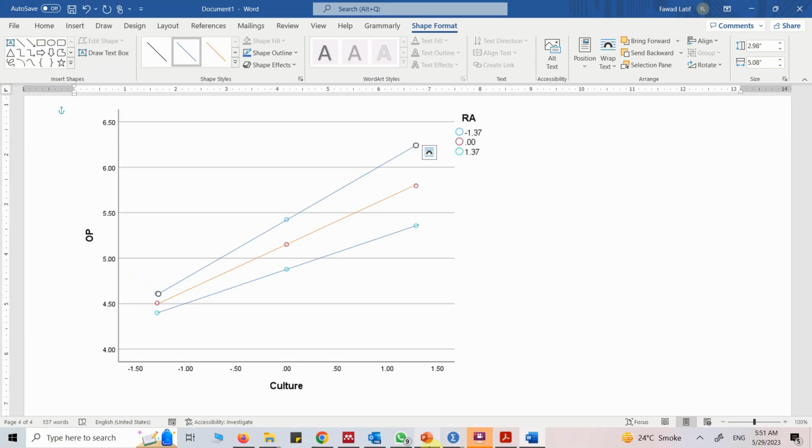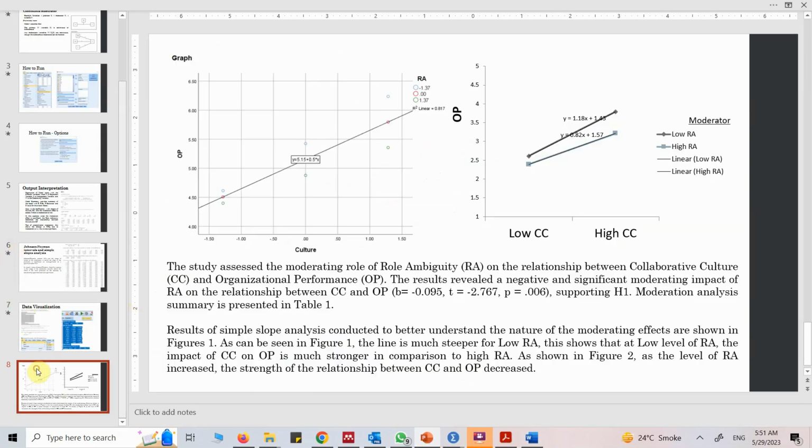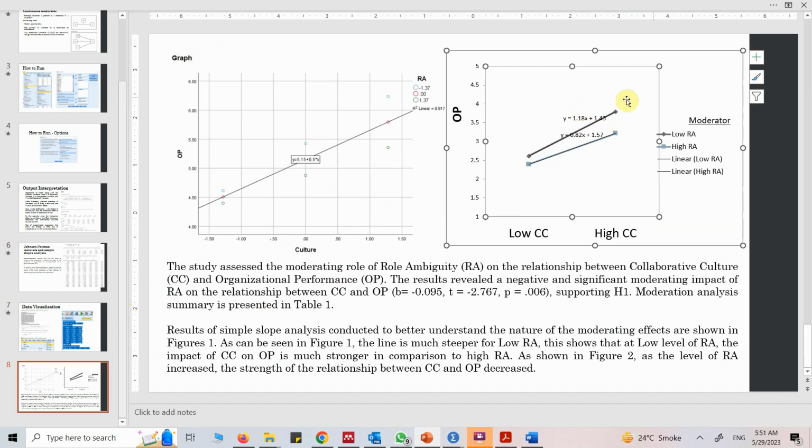So how do you put it in writing? Here it is. Let's have a look. Now I've done another graph. This is from another Excel sheet. Here you can look and see this. The low role ambiguity line is much steeper in comparison to high role ambiguity.